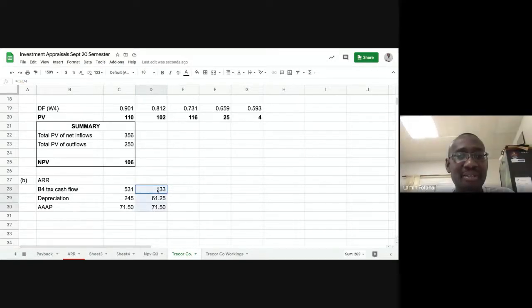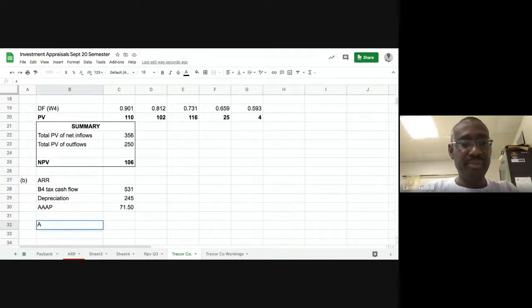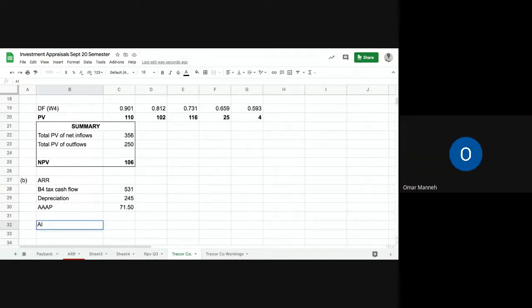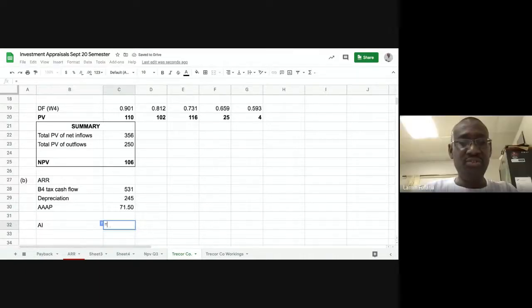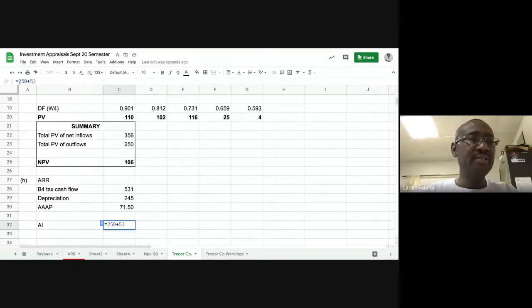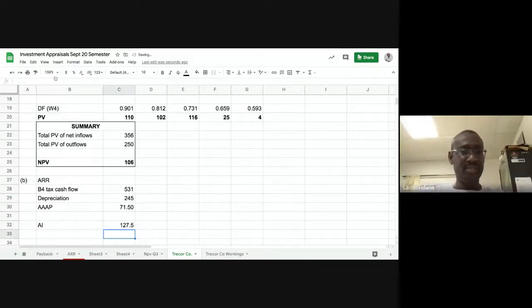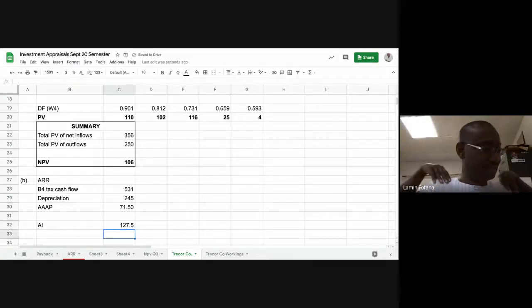Brilliant. So yeah, we can just do away with that. So let's do this quickly. We have been told that we should use average investment. So what's our average investment? That one is going to be the investment at the start. The total investment is 250,000, isn't it? So 250 plus 5, the disposal value, divided by 2. So that's our 127.5, isn't it?